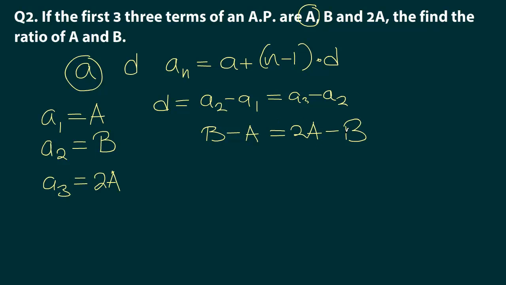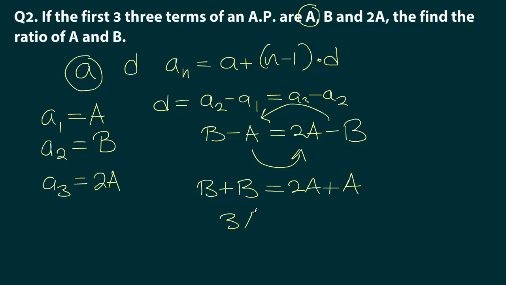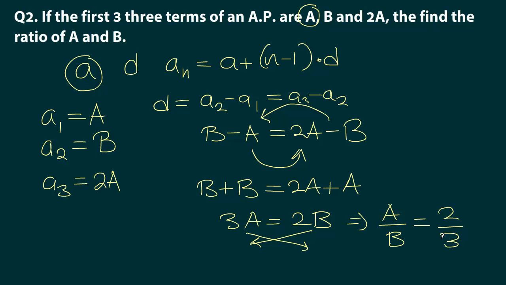So what we're going to do is we're going to take this b on the other side of the equality sign, and we are going to get this a on this side. So we will get on the left hand side b plus b, and on the right hand side we will get 2a plus a. Or simply we have 3a equal to 2b, or from here we can say that we can get the b on this side and we can get the 3 over here. So we will be left with a by b is equal to 2 by 3. So this is our desired ratio.